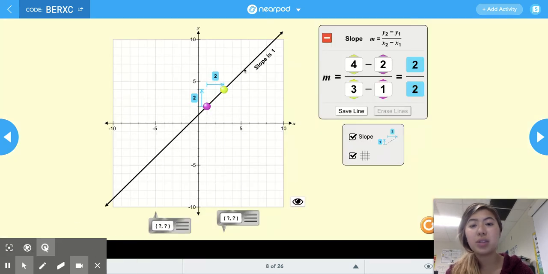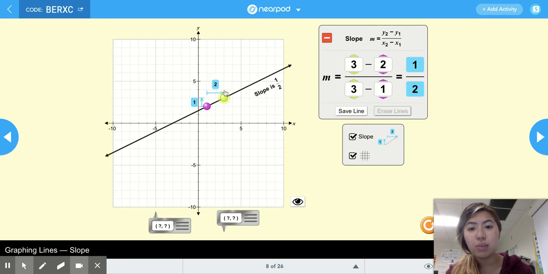Next, we have the simulation in Nearpod where we can change the 2 points and see how that affects the slope or the shape of the line. So right now we have 1, 2 and 3, 4. And so our slope is 1 because from this point to this point, we moved up 2 units and to the right 2 units. So we have 2 over 2, and 2 divided by 2 is 1.